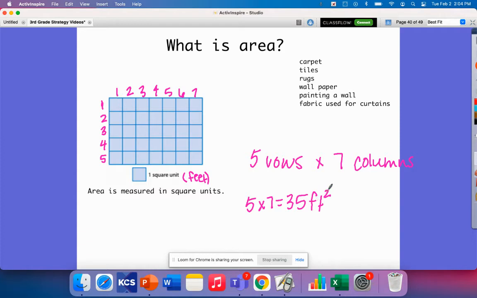So we measure that in feet squared because we're making a square. Let's count and make sure. So right here we'd have 7, 8, 9, 10, 11, 12, 13, 14, 15, 16, 17, 18, 19, 20, 21, 22, 23, 24, 25, 26, 27, 28, 29, 30, 31, 32, 33, 34, 35. So this would be 35 feet squared.